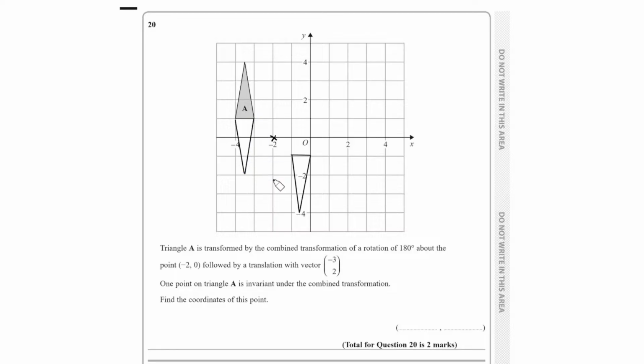They've said 1 point on triangle A is invariant under the combined transformation. Find the coordinates. Now, you might be thinking, yeah, but technically there's 2, because this one and this one. But it's not that, because if you think about it, if you were to rotate it like that, this point here is actually now here, isn't it? And I'm trying to draw it, but this point here is now here. So those are actually not invariant.